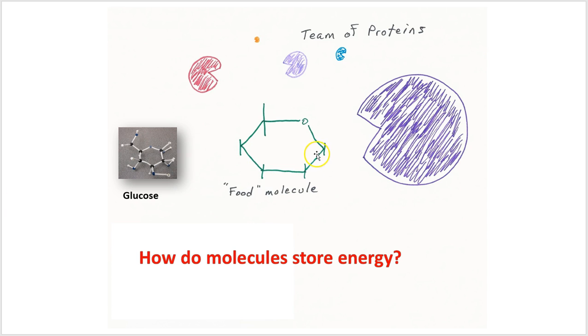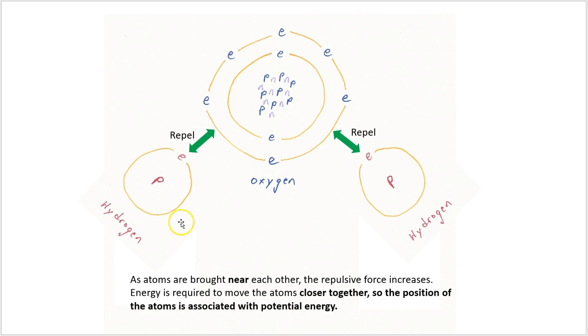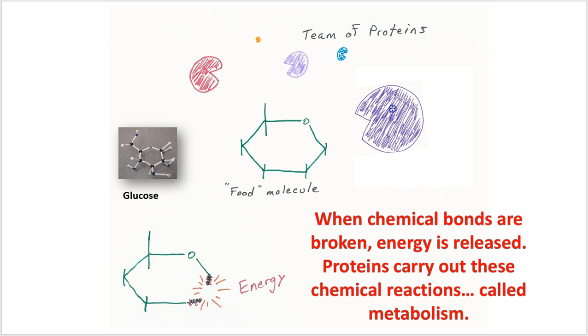Now, how is it that food molecules store energy? We learned that the energy of a food molecule is stored in its chemical bond. And why is that? Because to make a chemical bond, you have to push atoms close enough together. But the electrons in those atoms will repel. There will be a force of repulsion here. So it takes energy to move these atoms close enough together to form the chemical bond. So the energy it takes to make the chemical bond is stored in the chemical bond. So when proteins inside the cell start to break the chemical bonds of food molecules, energy is released. And we call this chemistry metabolism.